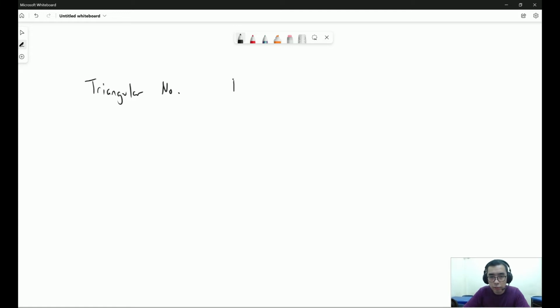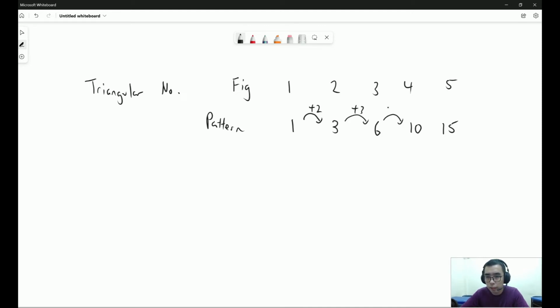So let me give you a few examples. Let's say we have figures 1, 2, 3 and 4. For the pattern, you can start with 1, then 3, then 6, then 10. Let me give you more numbers, which is also easy to illustrate. You notice that it's an addition of 2, an addition of 3, an addition of 4, an addition of 5. So that's a sequence pattern that you can use.